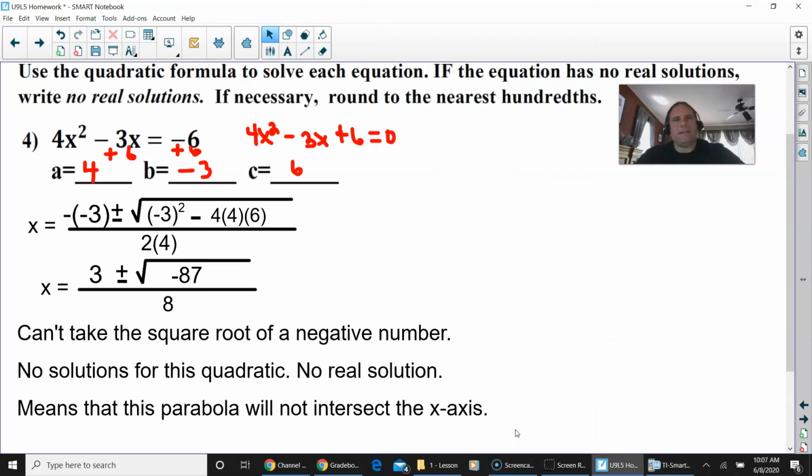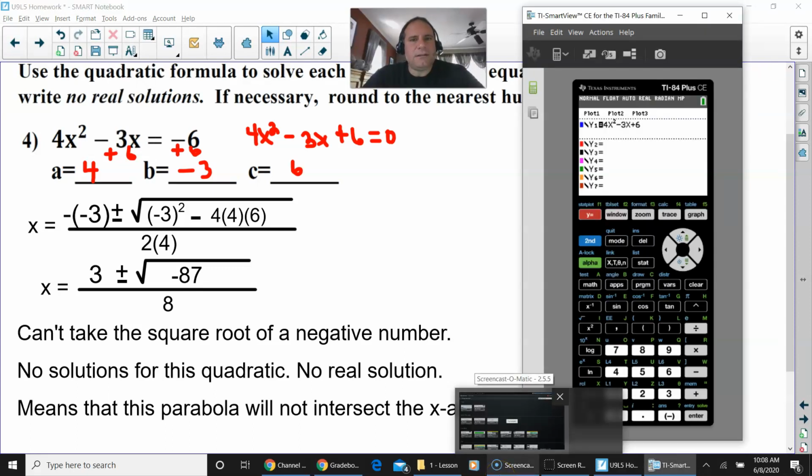So I put a couple of things down just to remind you. Can't take the square root of a negative number. There are no solutions for this quadratic. No real solution at all. Means that this parabola will not intersect the x-axis.